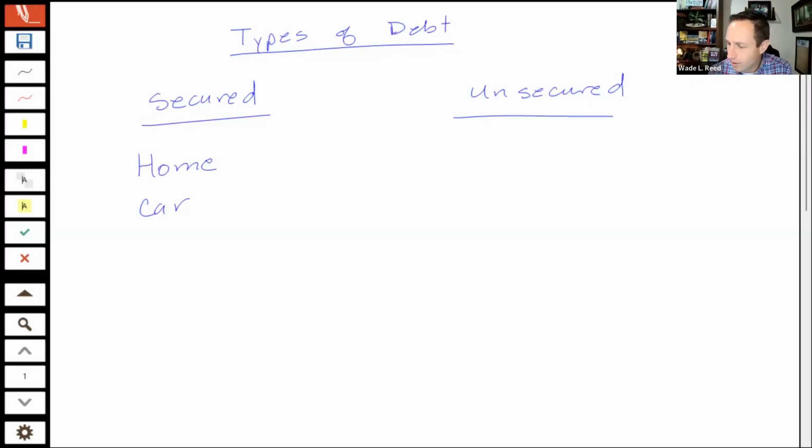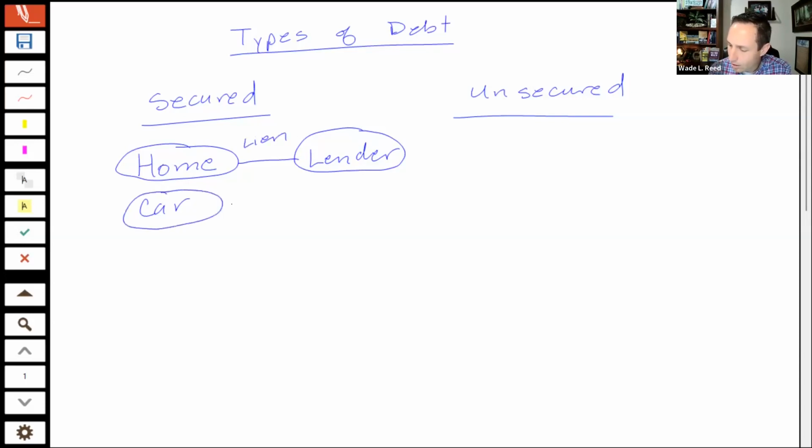Okay, so you should have on the screen here two types of debt, secured and unsecured. And on the left-hand side, you see home and car. Those are the two most common types of secured debt. Debts that have items attached to them like a home or a car make it lower risk for a lender. And what they do is they create a connection. So I'm going to put a circle around this home and I'm going to connect it to the lender. And now they're linked through what's called a lien. Same thing will be true for a car. It's connected to the lender through a lien.